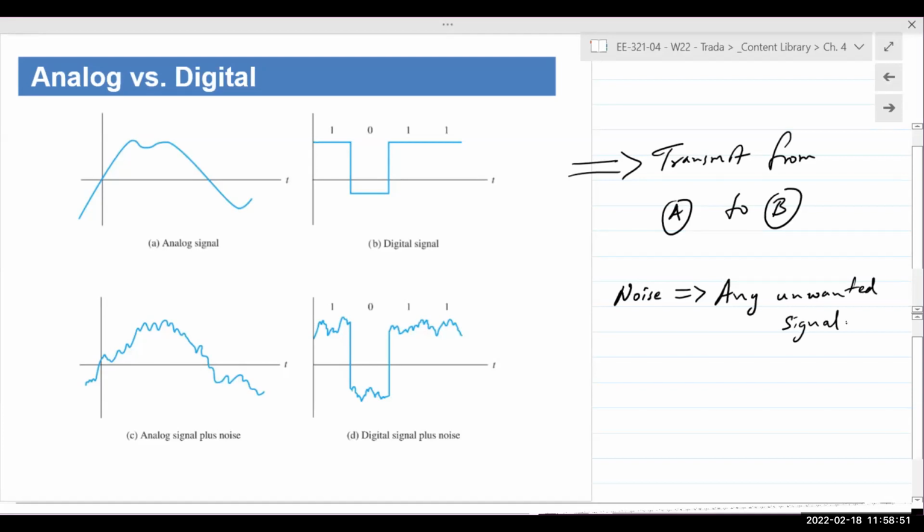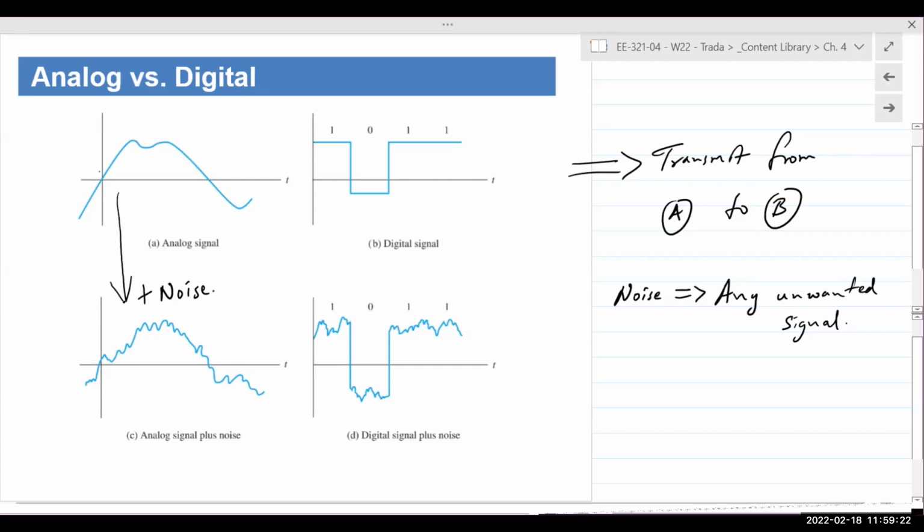So any unwanted signal in our desired output is basically termed as electrical noise. So here, this is the same signal with some noise in it. And you can see that it has the same shape or similar shape for the most part, except now the actual amplitude has changed, right? So let's take this as an example.